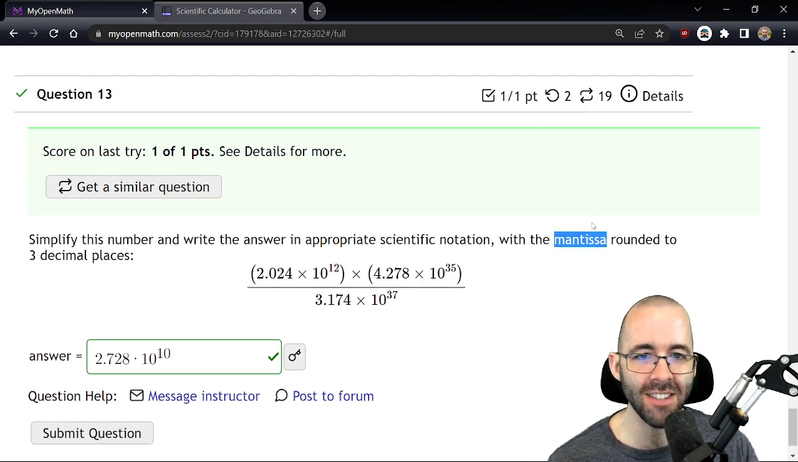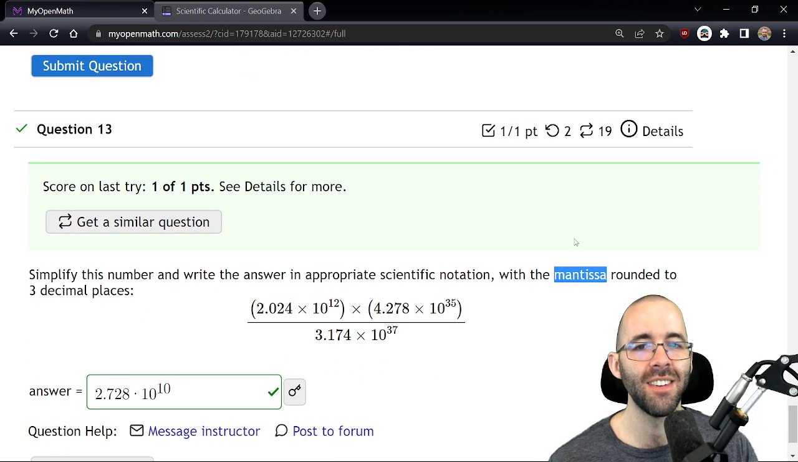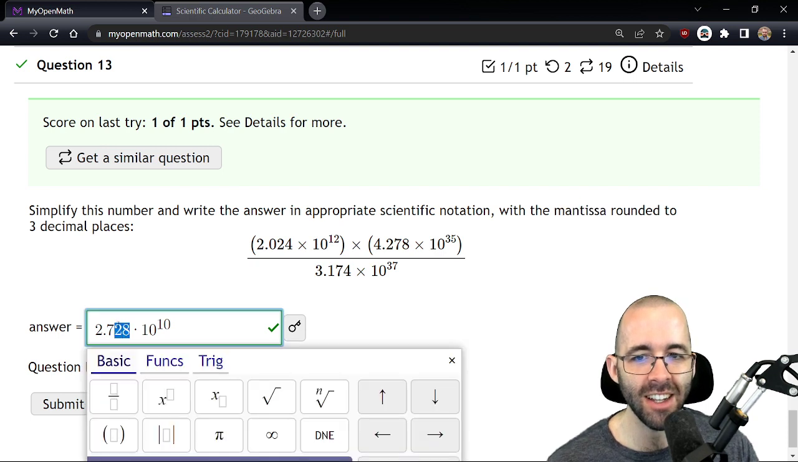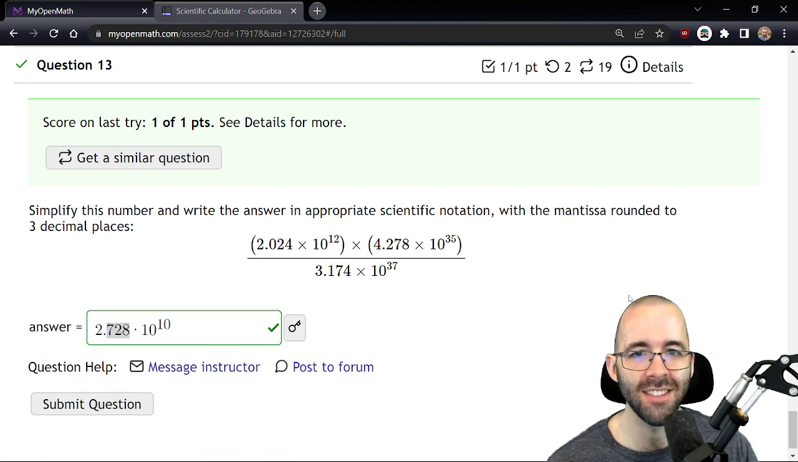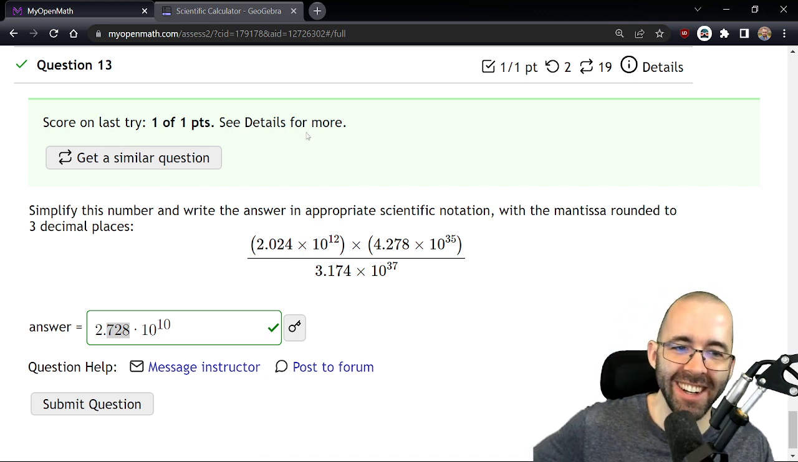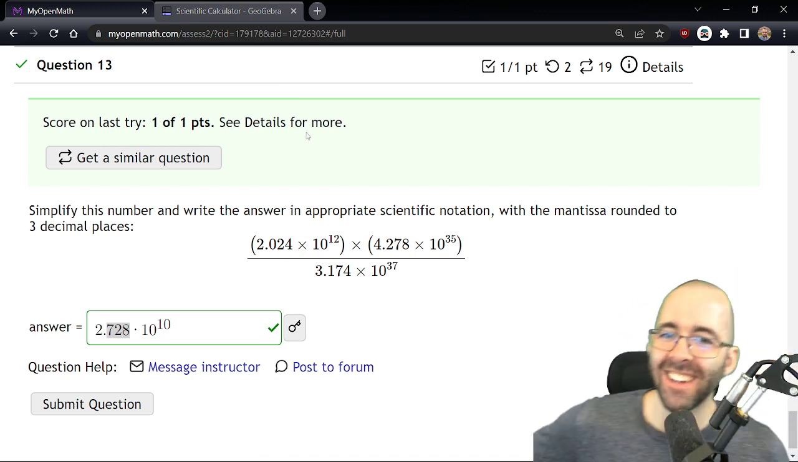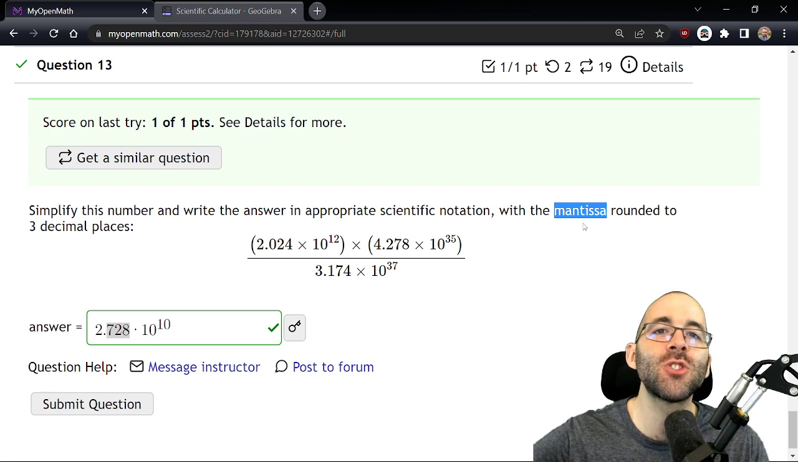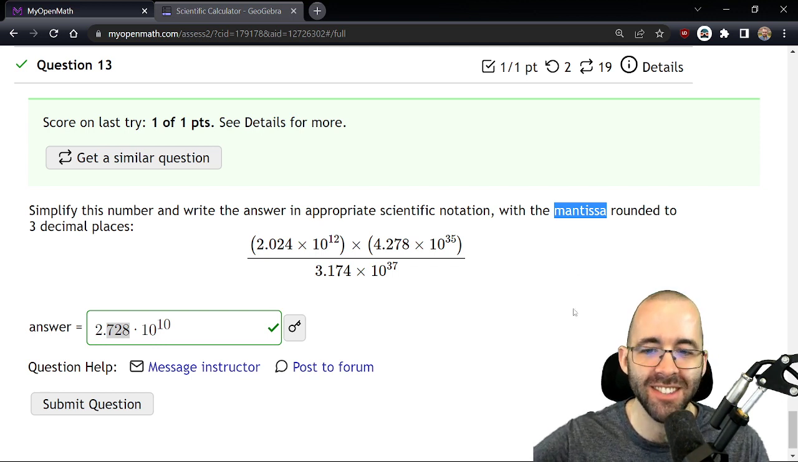Mantissa. That's a new word for me. That's interesting. Huh. I guess it means this. How have I not noticed that word in this homework assignment until today? All right, well, there you go. Extra bonus vocab word. Nice.